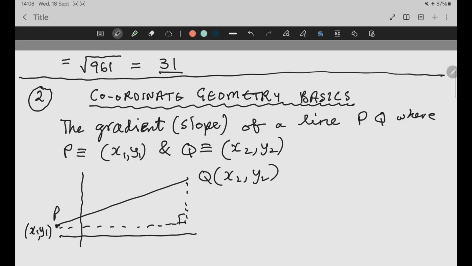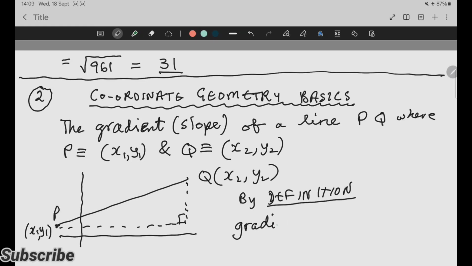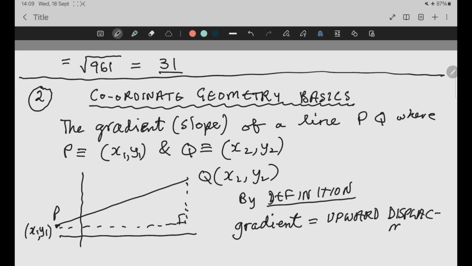Right, by definition, a gradient is how far you've gone up by how far you've gone across. Okay, to use slightly more technical language, upward displacement divided by the sideways displacement.